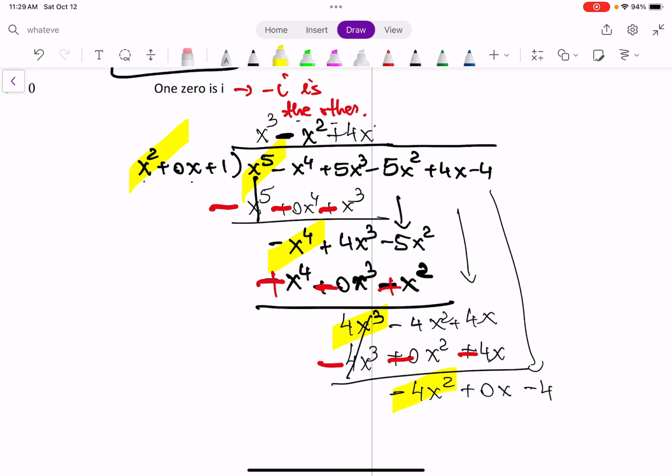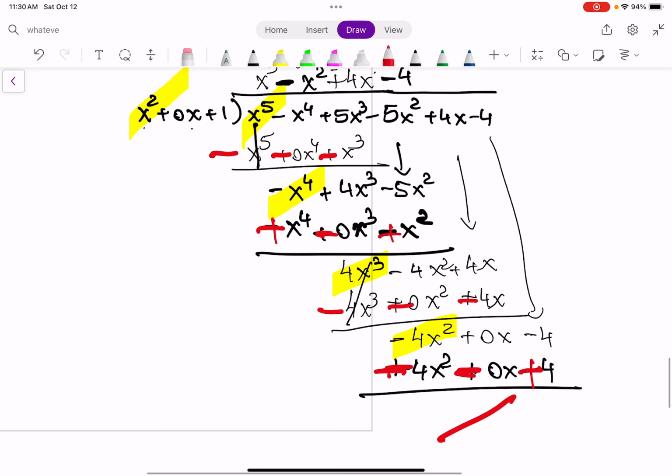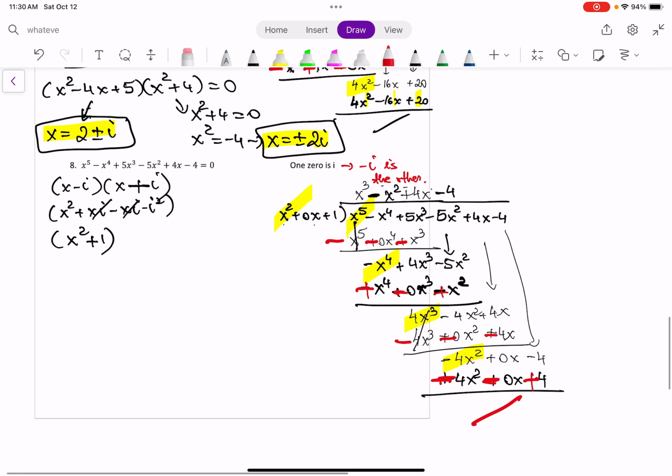So one more time, x squared goes into negative 4x squared negative 4 times. Negative 4x squared plus 0x and minus 4. So when we subtract these, we're going to get no remainder. Okay, so the leftover polynomial here is x cubed minus x squared plus 4x minus 4.